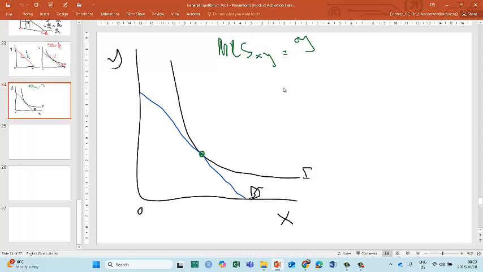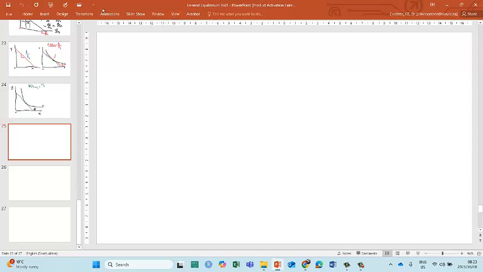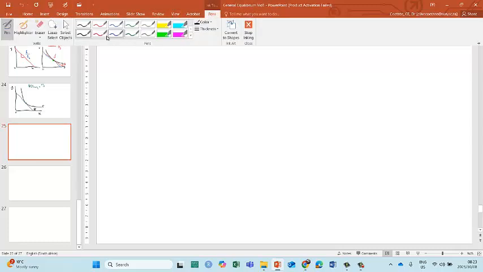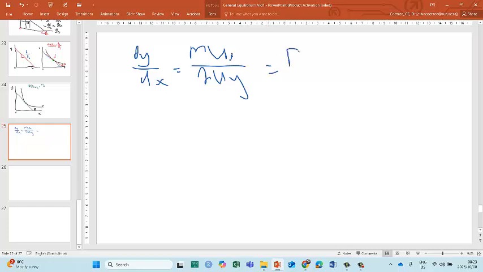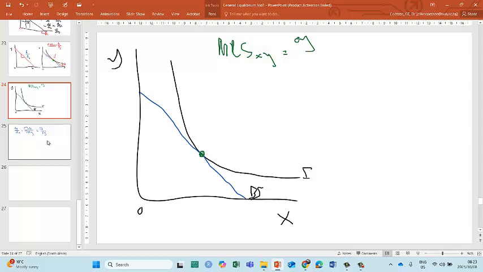Anyway, I hope you can still remember that there's a whole lot of things, but in essence what it boils down to is that at this point we have dy over dx is equal to marginal utility of x over marginal utility of y is equal to the price of x over the price of y. All of those things are happening here. I keep saving because my PowerPoint just keeps on crashing.